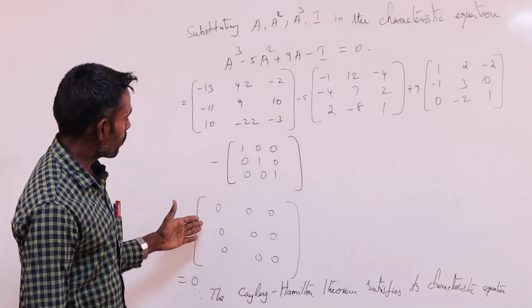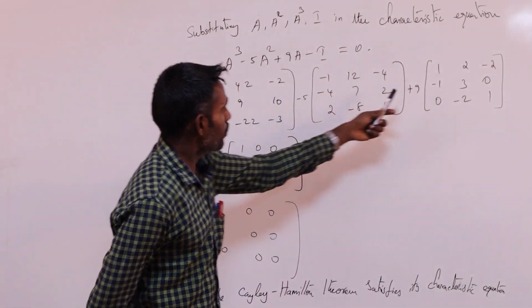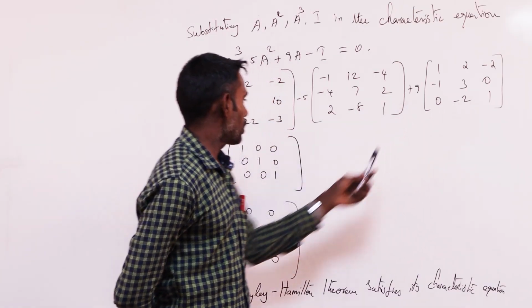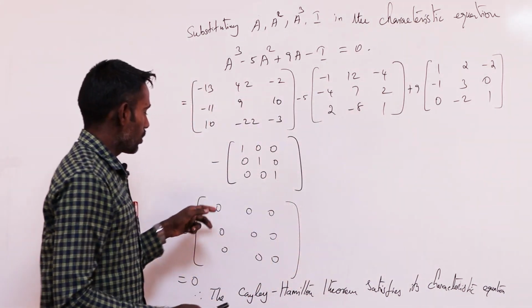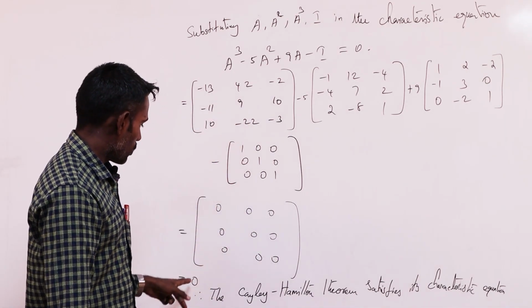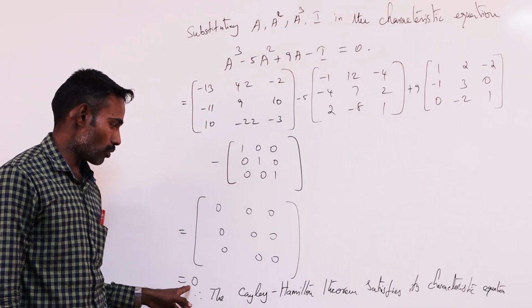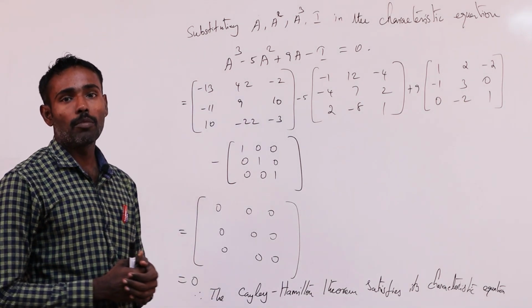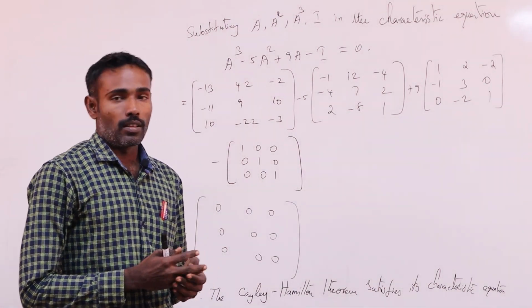Next we compute 5 into the A square and 9 into the matrix A. We add the corresponding elements, and we get 0 in every place. So the final matrix is equal to 0. So the Cayley Hamilton theorem is satisfied: the matrix satisfies its own characteristic equation. Okay, thank you.